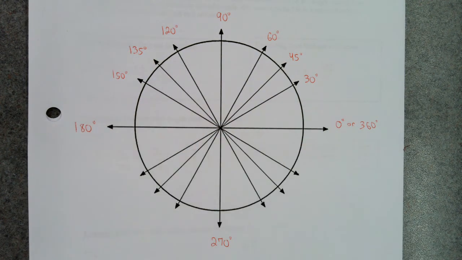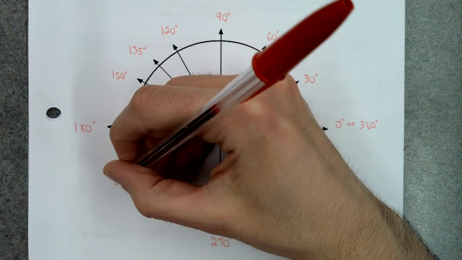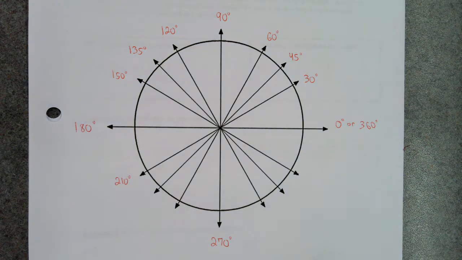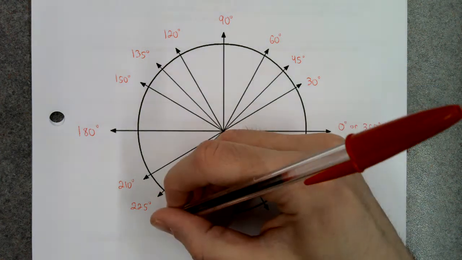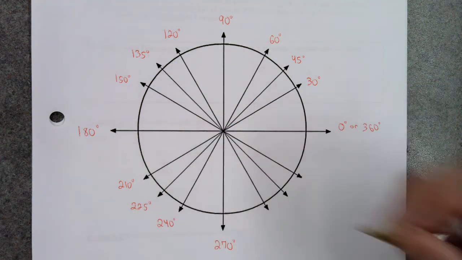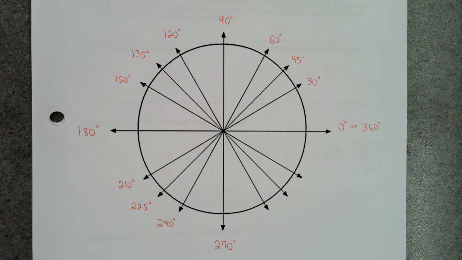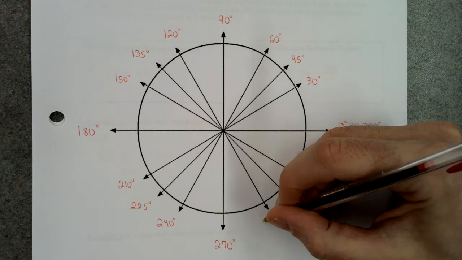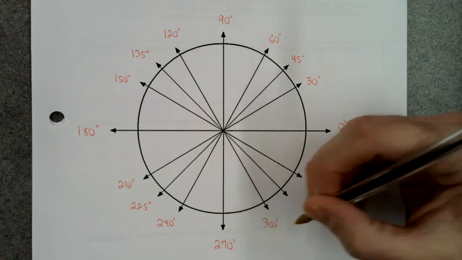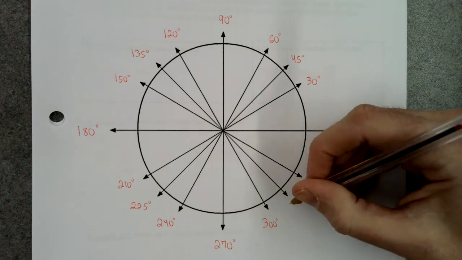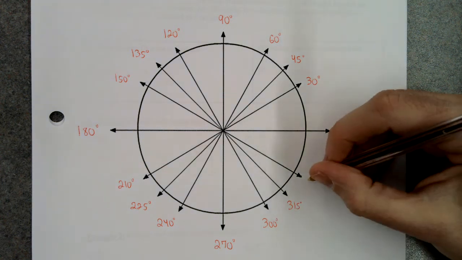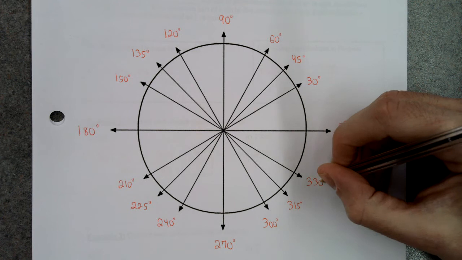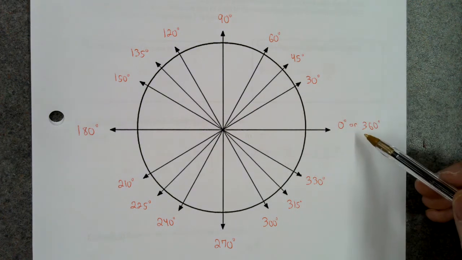And then you add 30 again to get to 210. Okay, then you add 15, 225. Then you add 15, 240. Then you add 30 to get to 270. Then you add 30 again to get to 300. Then you add 15, 315. Then you add 15, 330. And then you add 30 again, you get to 360.